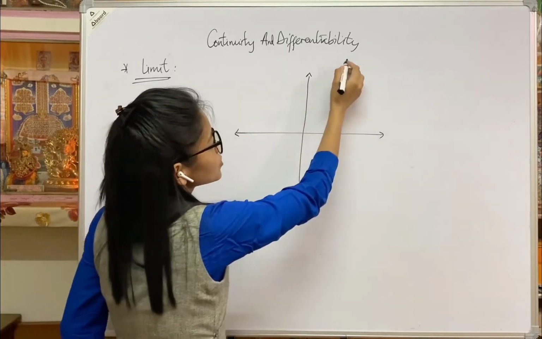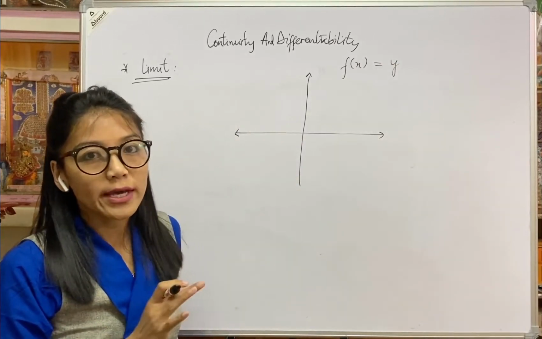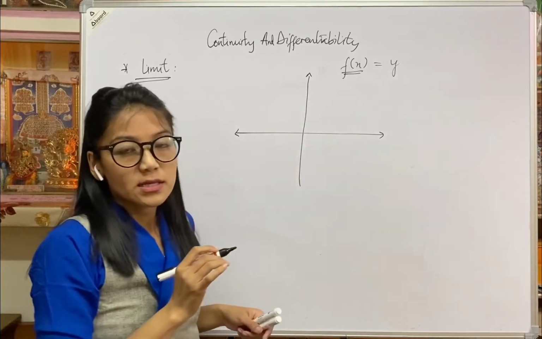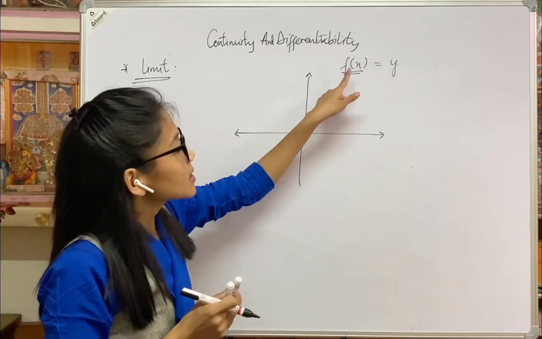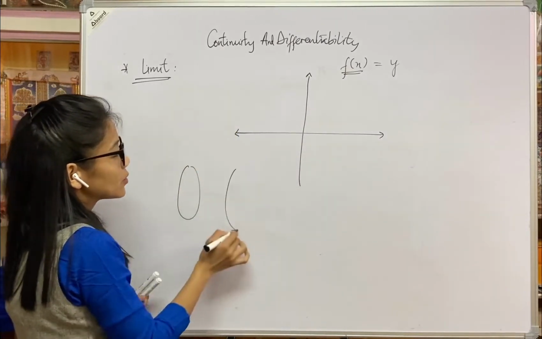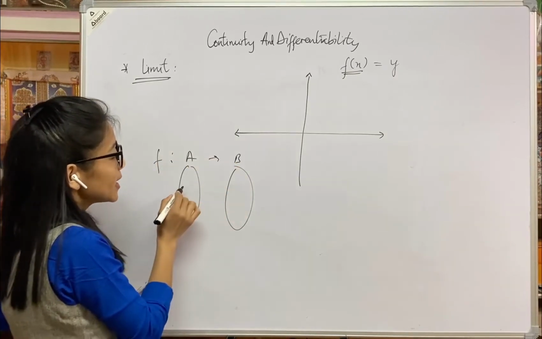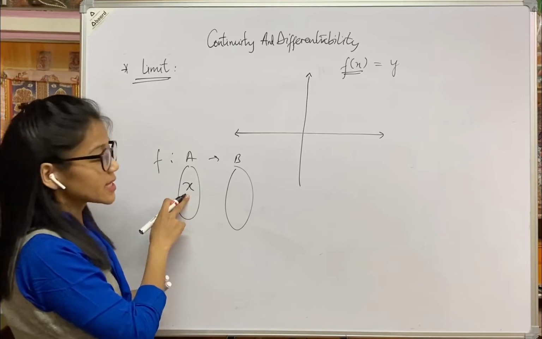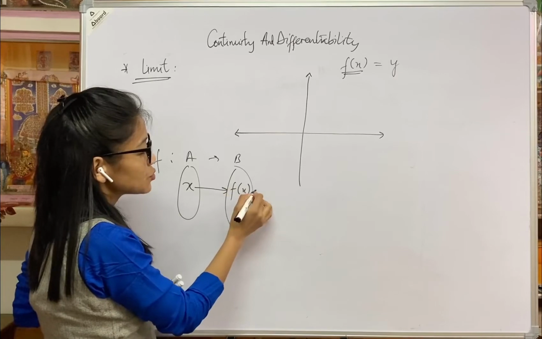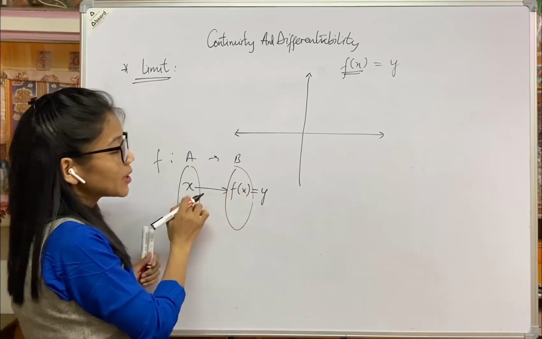Now we have a function f(x), which I can write as f(x) = y. What do we mean by f(x)? It is the image of x. If I show you with the help of an arrow diagram, say my function f is from set A to B. If I take my element x in the first set, then I will get a unique image in set B, which I denote by f(x). Usually we write just y. So f(x) is the image of x.